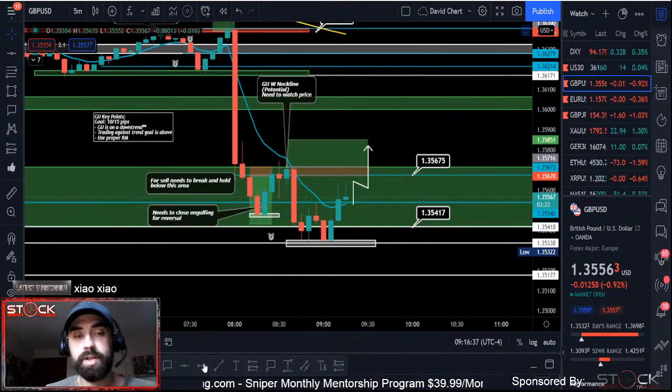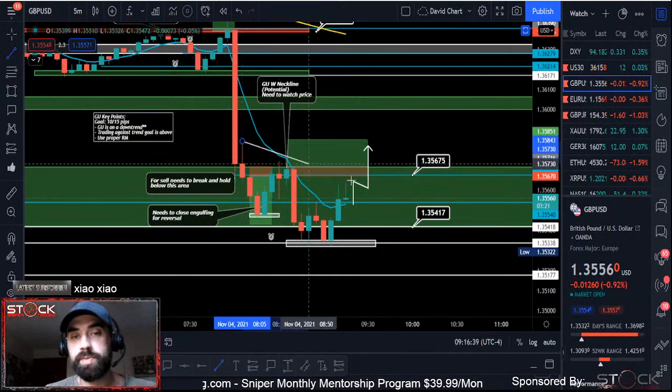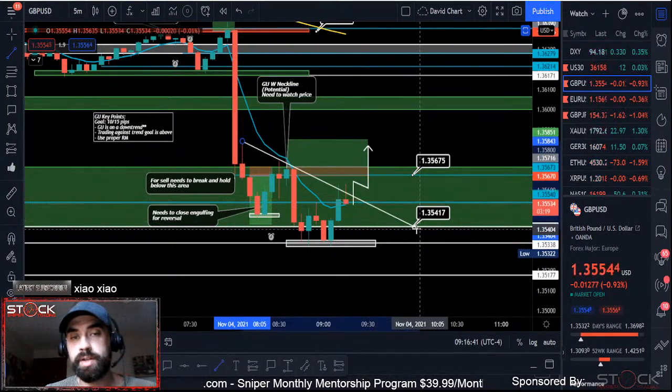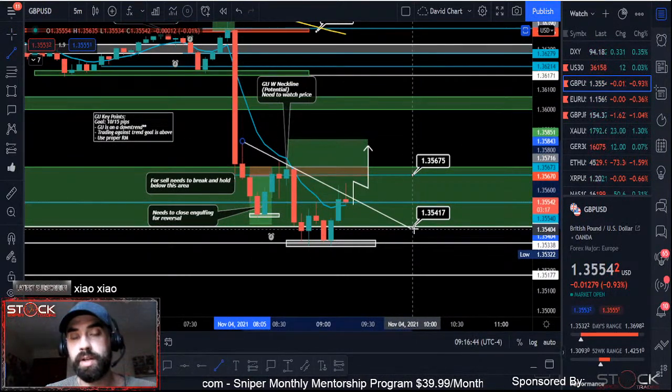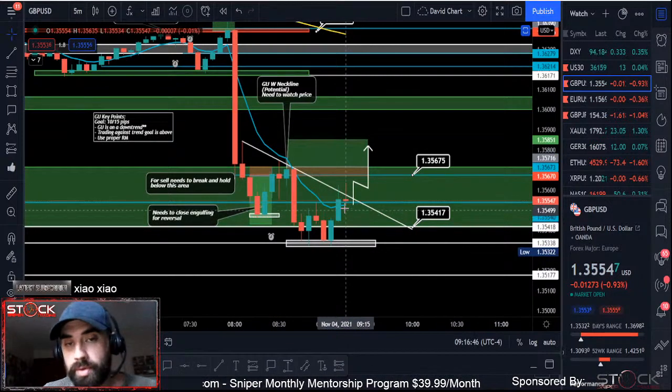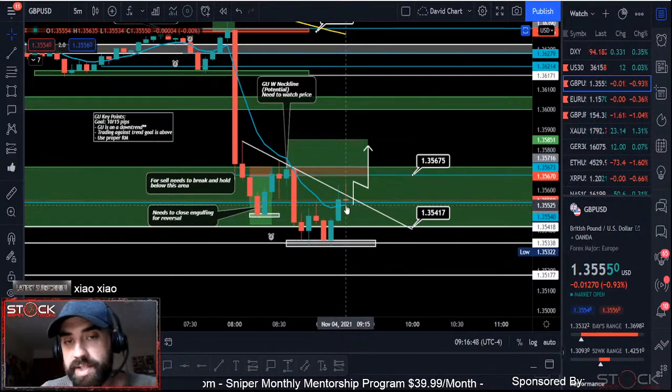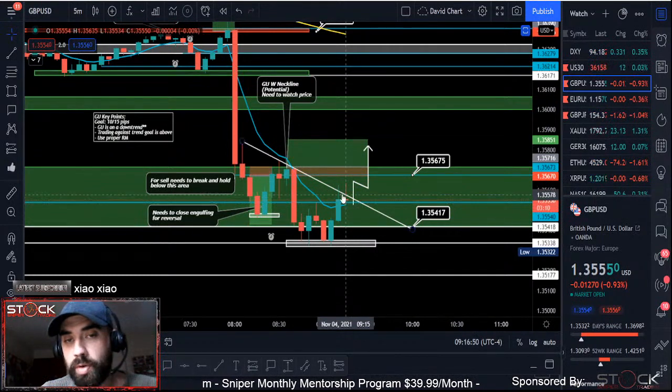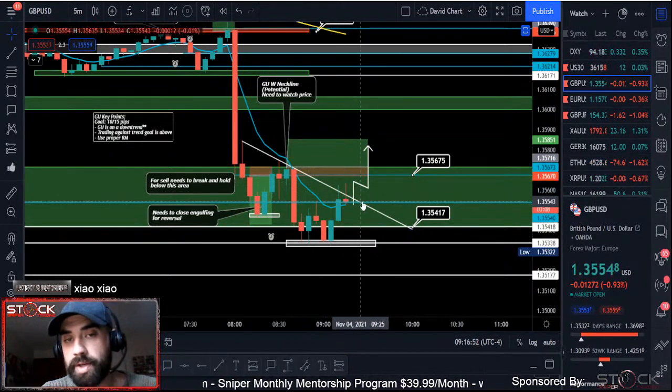So let's watch here. I'm watching for this wick, this body, okay? Remember I told you it broke above here, now it's retesting. Let's see if it's going to hold here or if it's going to start to fall between that overall downtrend, okay?